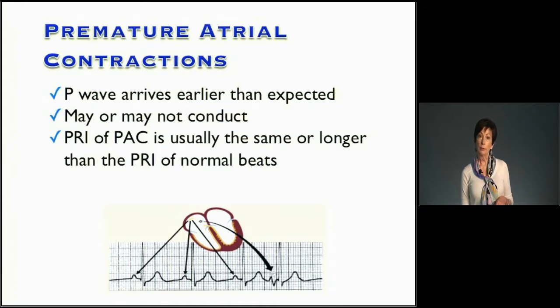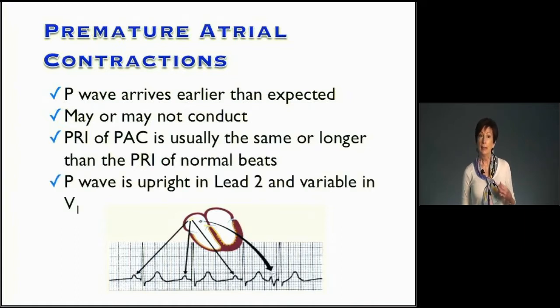So the PR interval of the PAC is usually the same or longer than the PR interval of normal beats. So that's one of the clues that we can look for, aside from the fact that the P wave is not going to be normal. It's usually upright in lead 2, and then it can be variable in V1, but if you compare the P wave produced by the PAC, it will not look the same as the normal sinus P waves.